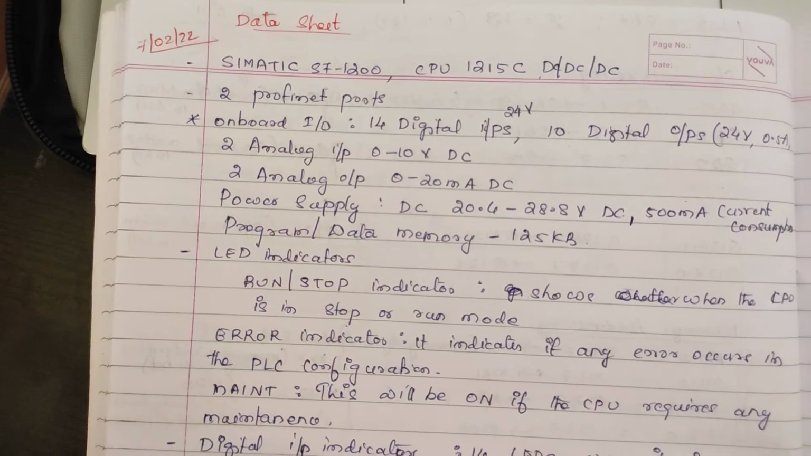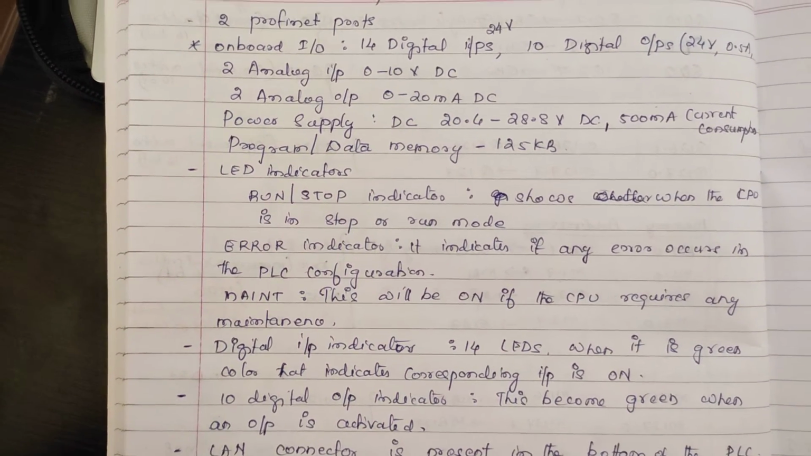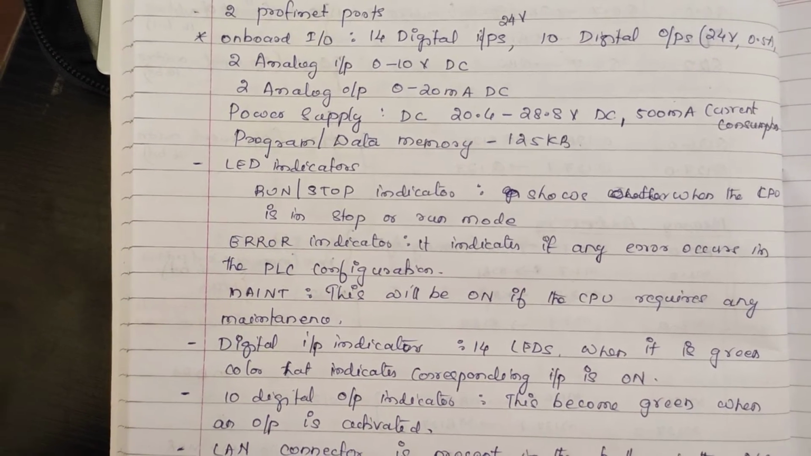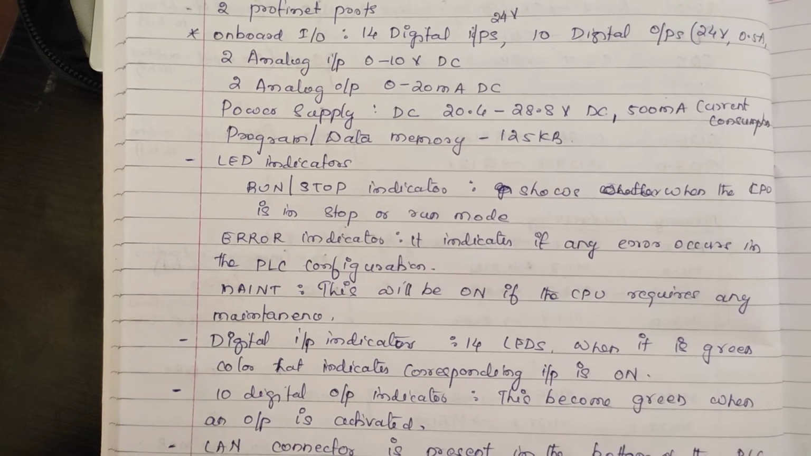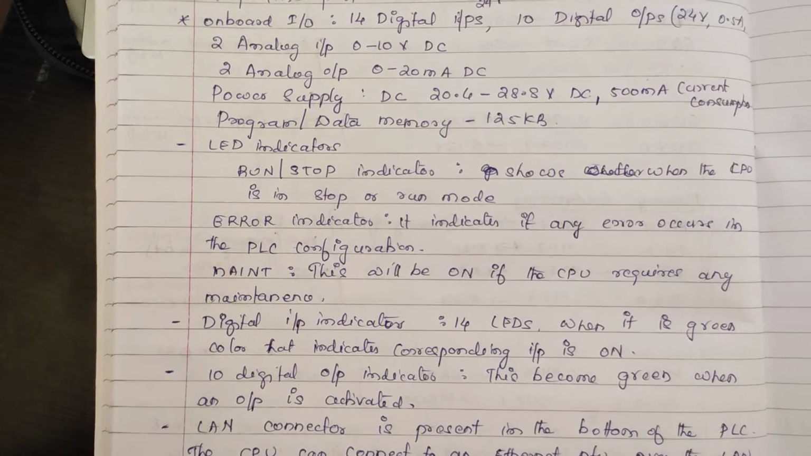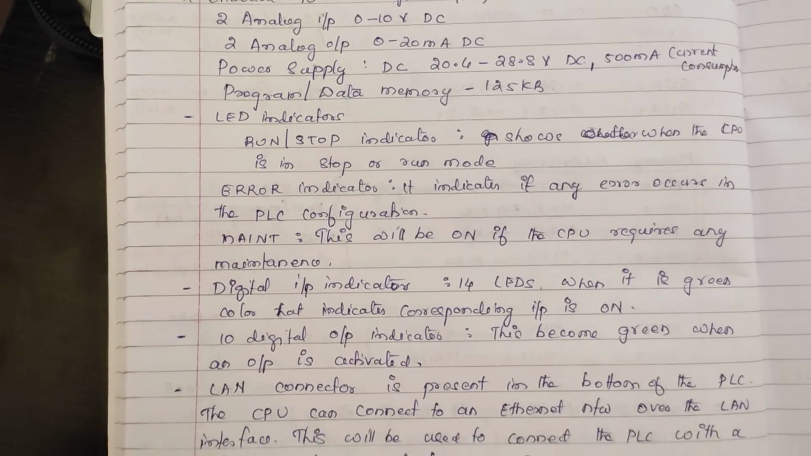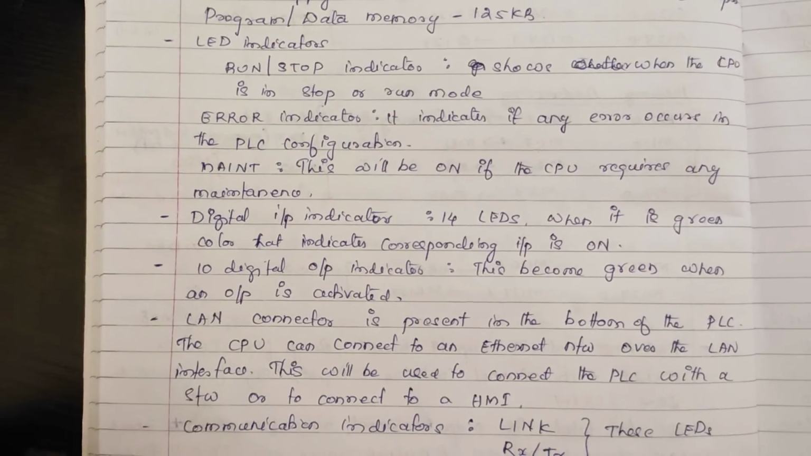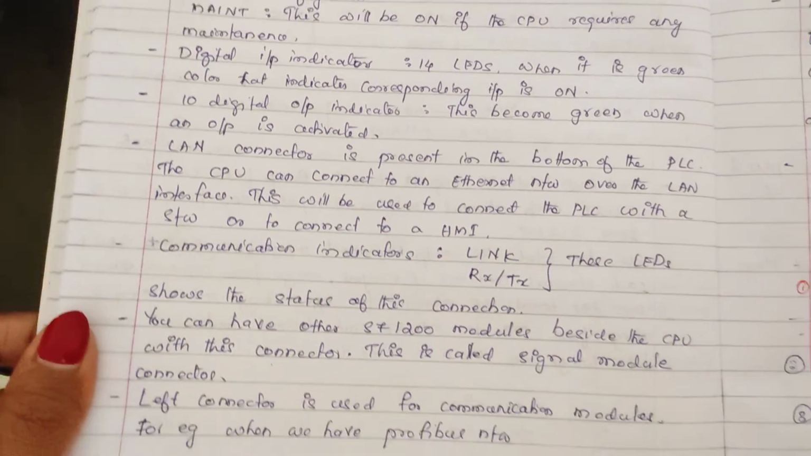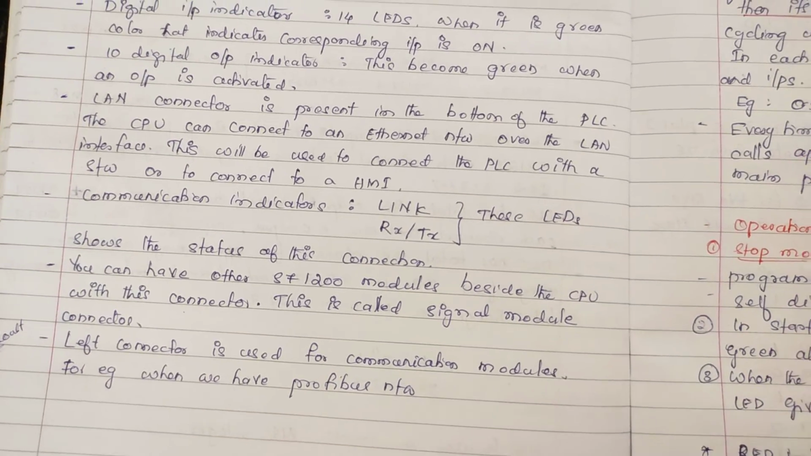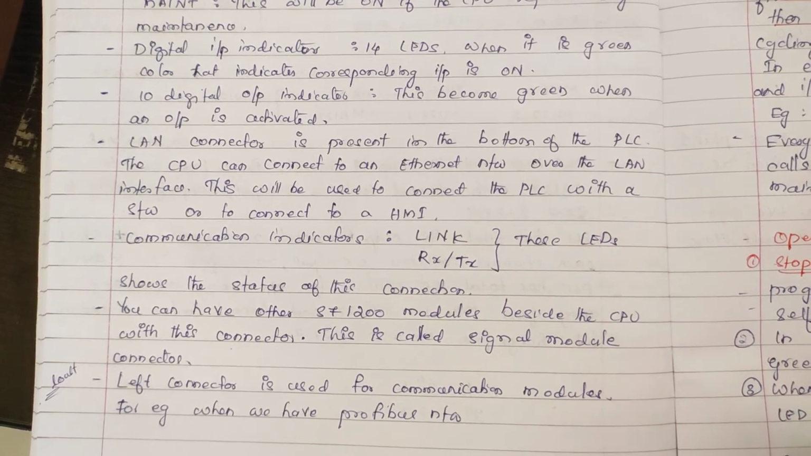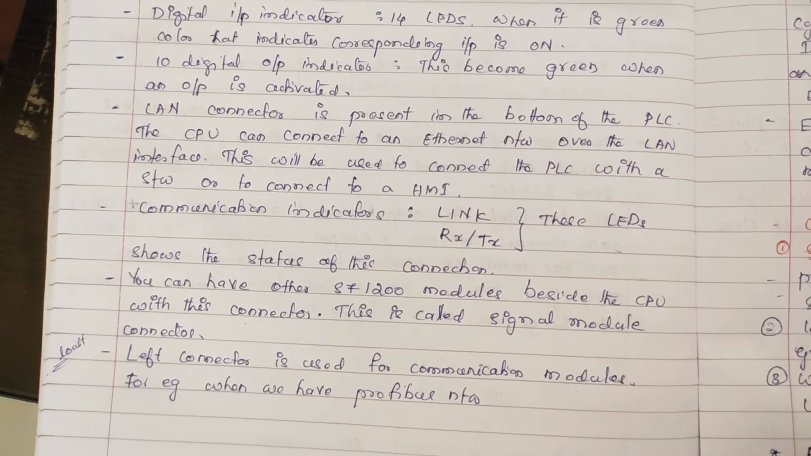Okay, and it also has LED indicators for the mode of operation, like if the PLC is in run or stop mode, if it is showing some error because of some PLC configuration, and if the PLC is under maintenance. So these are the three status LED indications. Then we have indicators for digital input and LED indicators for digital output, and there is a LAN connection. We can have a Profinet connection if you want to interface our PLC with HMI or our TIA software. We can use a normal Ethernet cable.